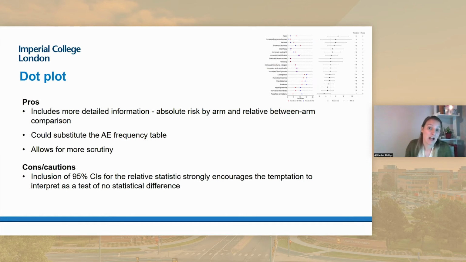And in fact, I would go as far as saying that the dot plot could be viewed as providing a substitute to an adverse event frequency table. An advantage of this is we've got both an absolute and relative between arm comparison in this plot, but there is caution needed with inclusion of that 95% confidence interval, which could encourage an interpretation as a test of no statistical significant difference, which in turn may encourage false conclusions of safety and possible missed signals.